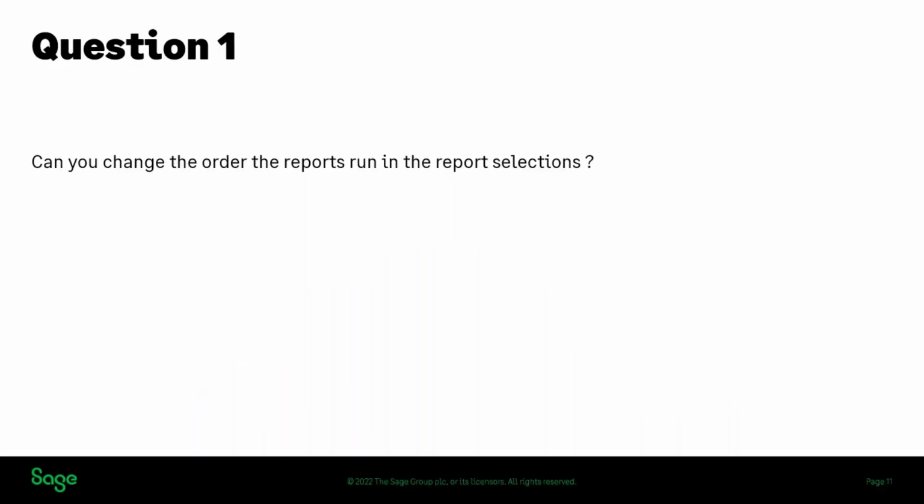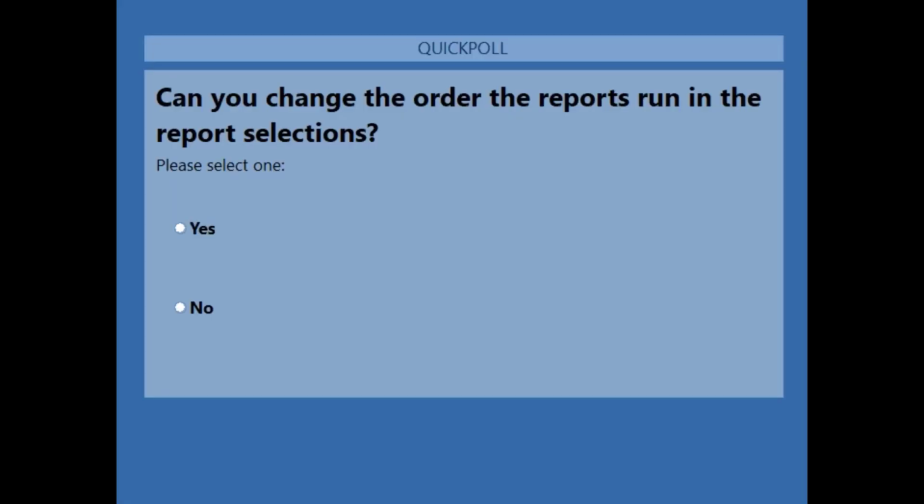So the first question is about report selections. Can you change the order the reports run in the report selections? I'll pull up the poll now and launch it. This is just a yes or no. Can you change the order the reports run in the report selections? Remember, just click on the answer and hit submit. It'll say thank you for your feedback. It's not feedback, we're just utilizing a tool within the program to do this.